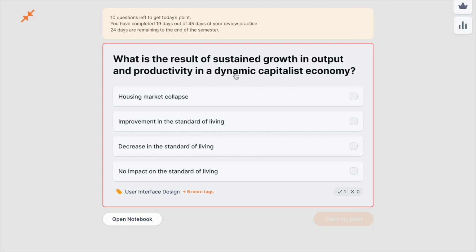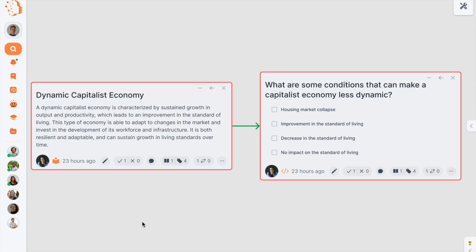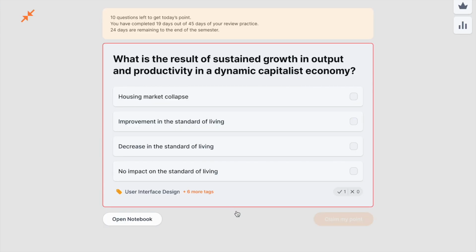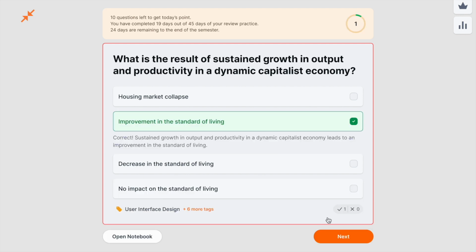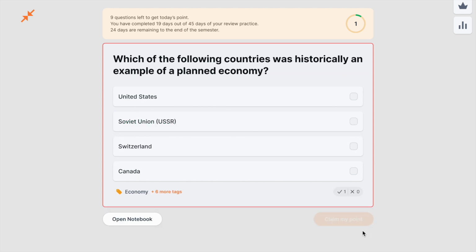They answer questions about the parts of the book they have read. If a question is challenging and they need to review, they can open the 1Cademy notebook, which displays nodes related to that question. They select an answer, and if they are correct, it counts as 1 point toward completing their daily practice. It also explains why the answer is correct.